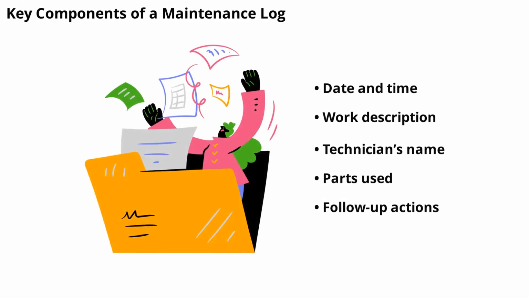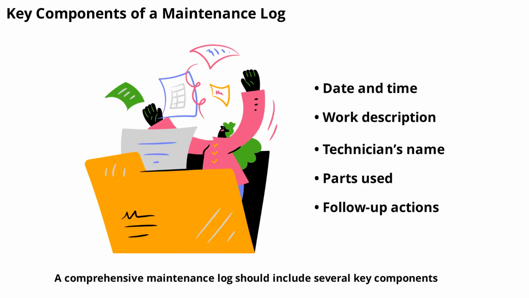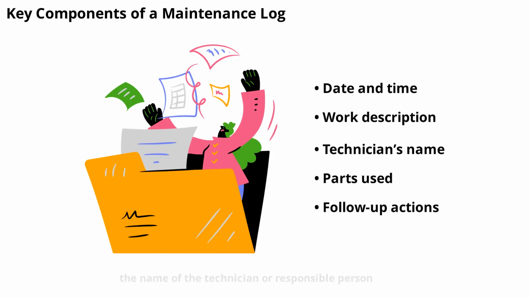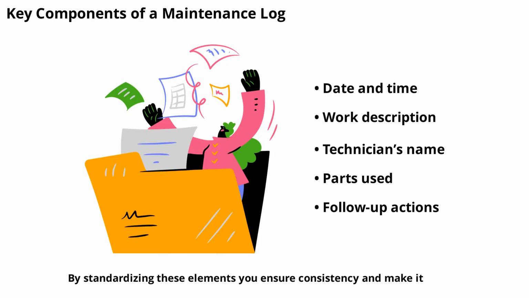A comprehensive maintenance log should include several key components. These typically are the date and time of maintenance, a description of the work performed, the name of the technician or responsible person, any parts or materials used, and notes on the condition of the equipment. Some logs also include fields for follow-up actions or next scheduled maintenance. By standardizing these elements, you ensure consistency and make it easier to review past maintenance activities.